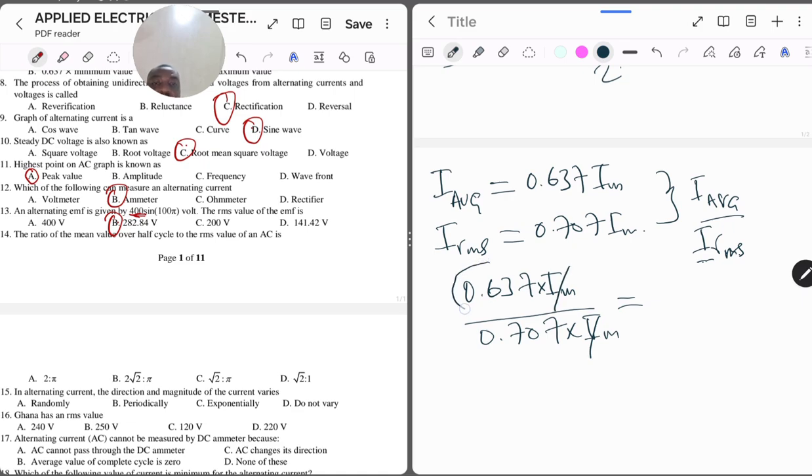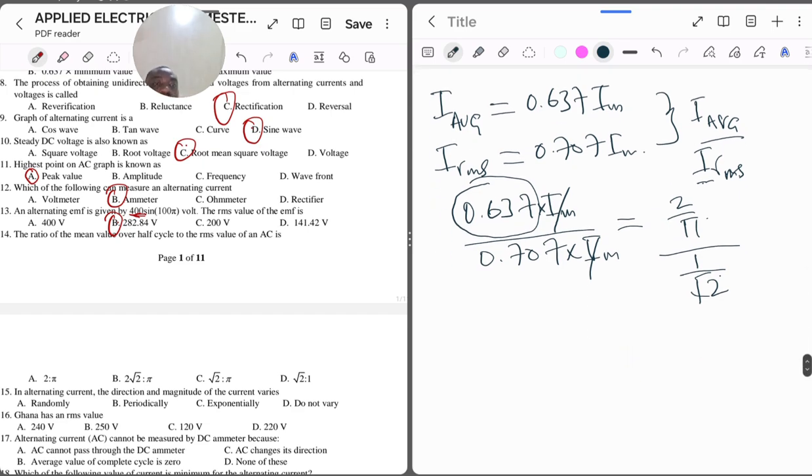Here we have to now express this in fractional form, right? Based on the formula, which I didn't derive, the 0.637 comes from 2 divided by pi. And the 0.707 is the same as 1 over root 2. So if you take 1 over the square root of 2, you get 0.707. So I'm going to simplify this.